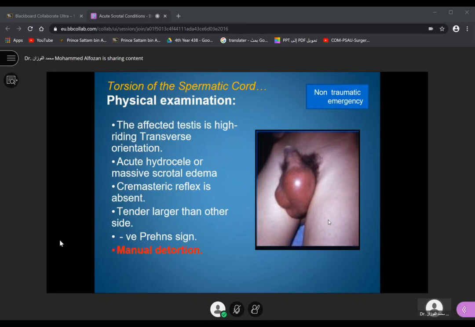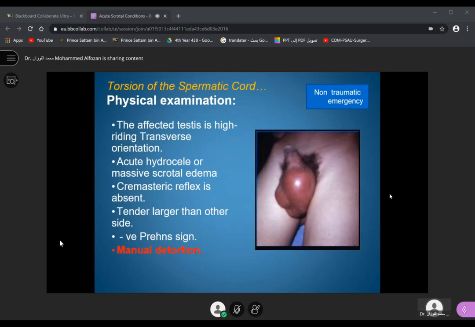What does it mean? The normal testis in the normal examination, you see it standing vertically, lengthwise. When there is torsion, it will be transverse. It will be high riding.